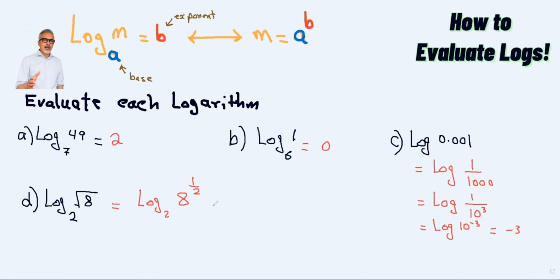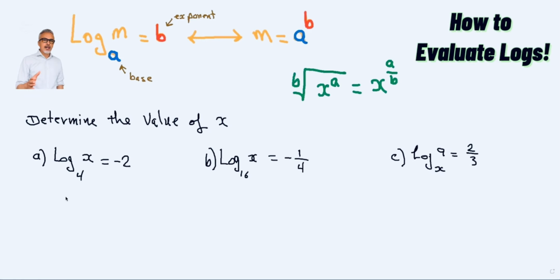Then I'm going to manipulate this a little bit more, and change this to log base 2 of, because 8 is 2 to the power of 3, I'm just going to change this to 2 to the power of 3, and then we still have the half outside, which gives me log base 2 of 2 to the 3 times a half, which is 3 halves. And therefore, 2 to the power of what equals 2 to the 3 halves? Obviously, it's 3 halves, because 2 to the power of 3 halves equals 2 to the power of 3 halves.